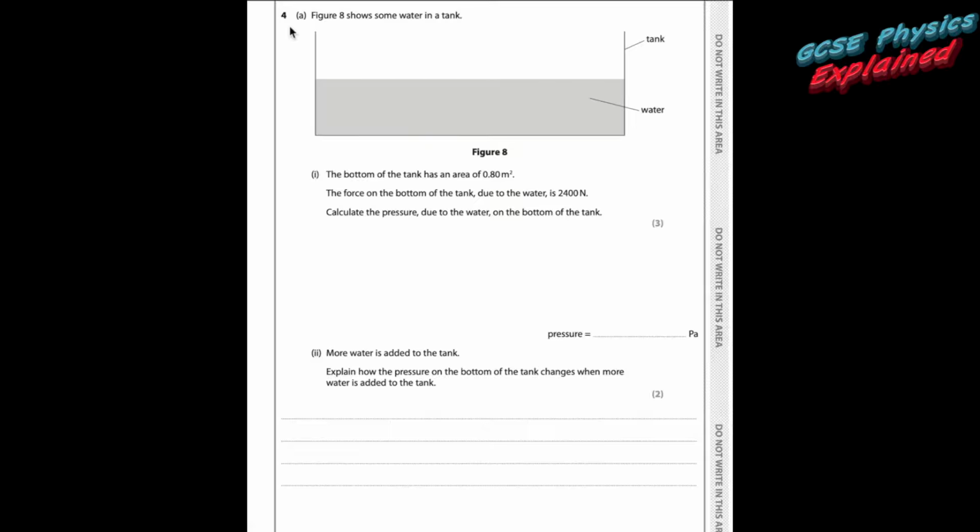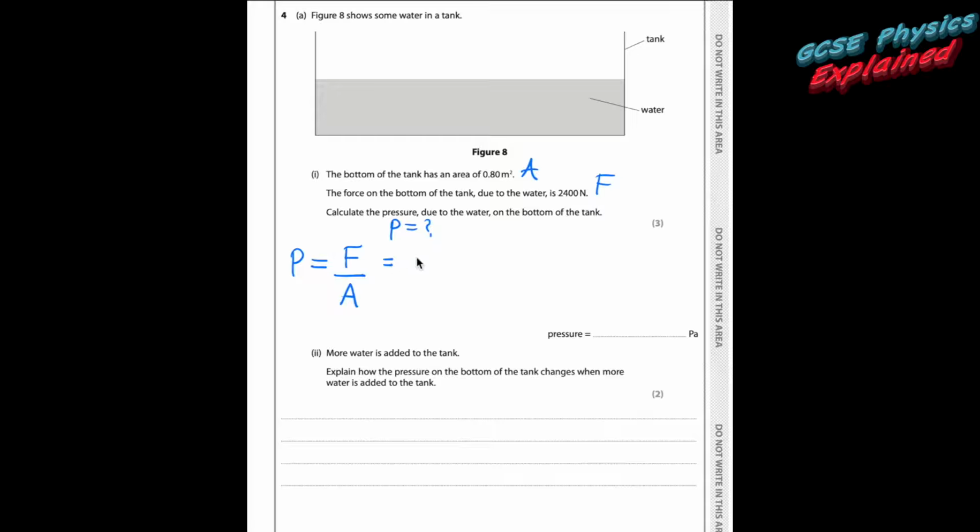Question 4. Part A. Figure 8 shows some water in a tank. Part 1. The bottom of the tank has an area of 0.8 metres squared. So that's area. The force on the bottom of the tank due to the water is 2,400 newtons. That's our force. Calculate the pressure due to the water on the bottom of the tank. So pressure is our target. And pressure equals force divided by area.